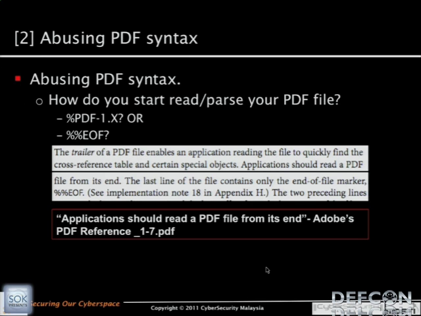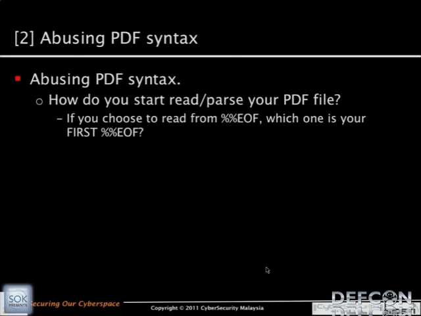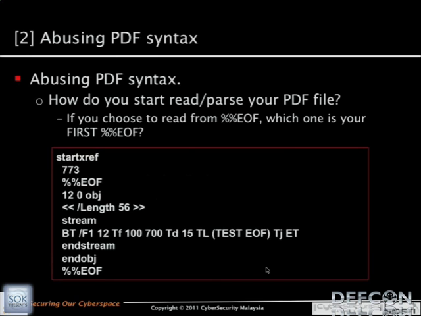But the problem is, if you choose to read from the EOF, which one is going to be the first EOF? Because like I mentioned earlier, you can have multiple EOFs within a single PDF file. For example, this one. If you start from the EOF and you're parsing your PDF file using the EOF as a starting point, which EOF do you want to refer to? This one, or this one?